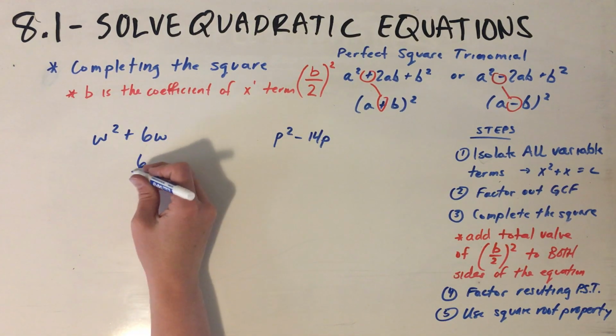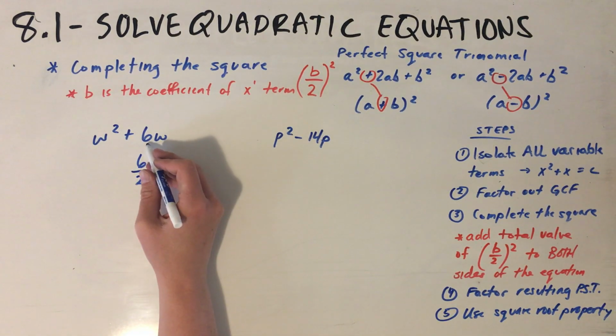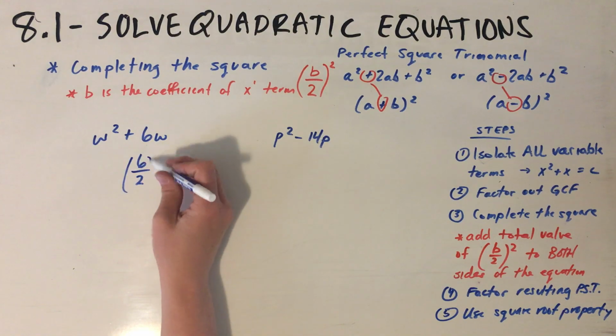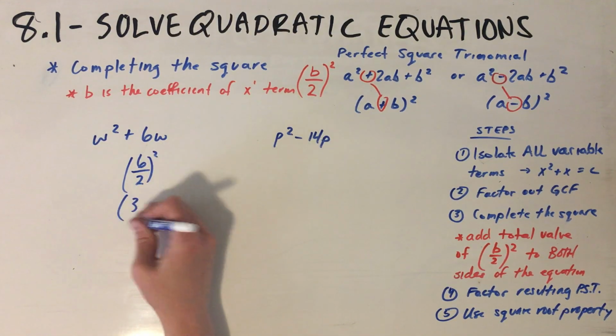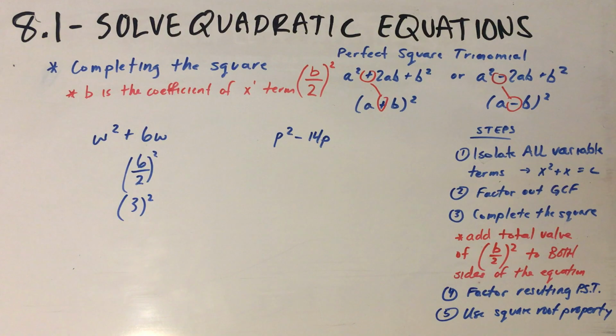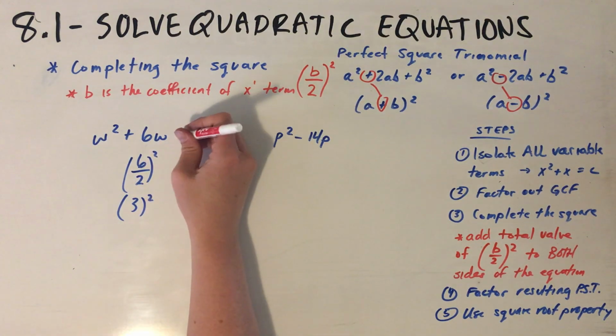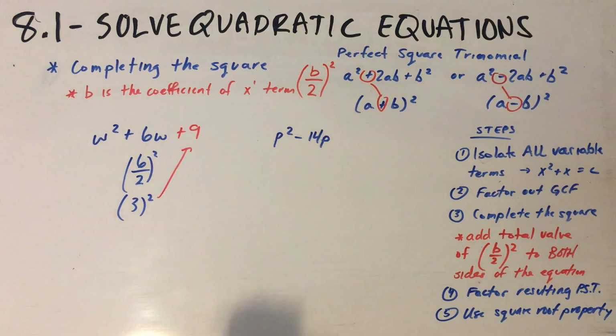All right, so we're going to take the value of b, which in this case is 6, divide it by 2, and square it. So the value here that we should be adding is a plus 9.